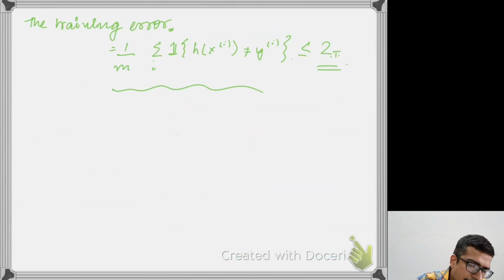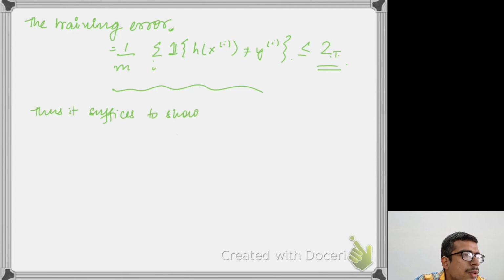Okay. So it suffices to show that Z_T is less than or equal to exponential of minus 2 gamma squared capital T. Okay. So what is essentially Z_T now?